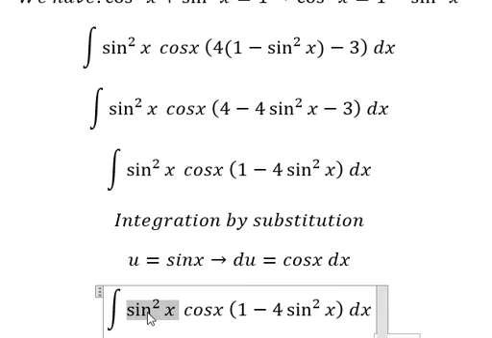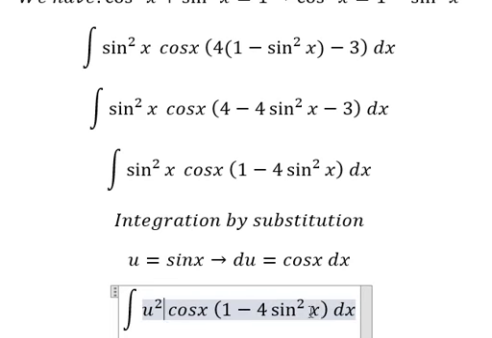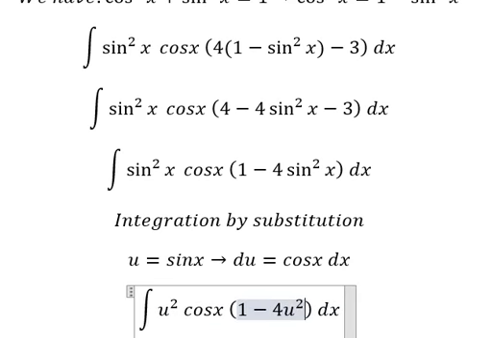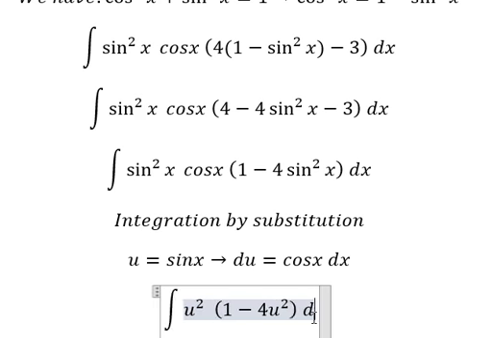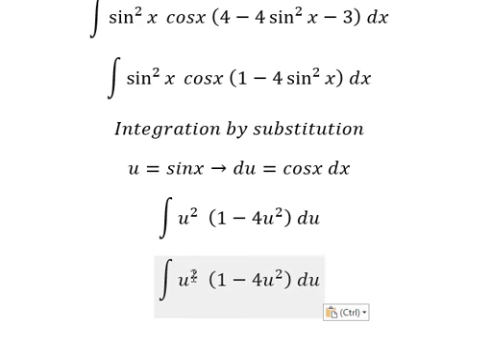So this one we change by u, and we have u square. This one we change by u, and we have u square. Cosine x dx we change by du. So u square multiplied by number 1 and 4u square.